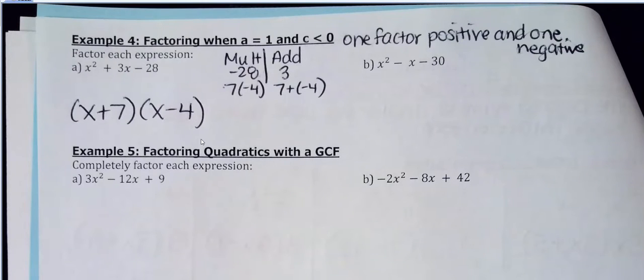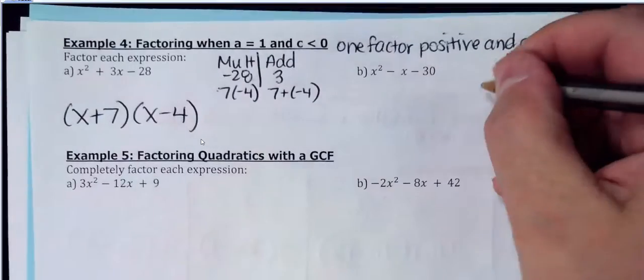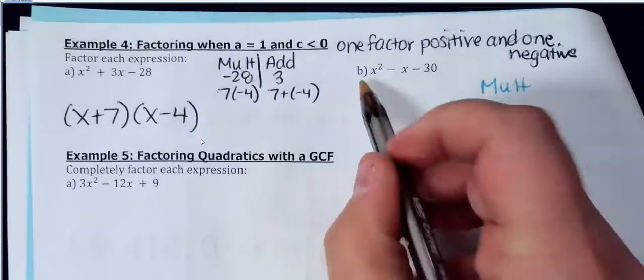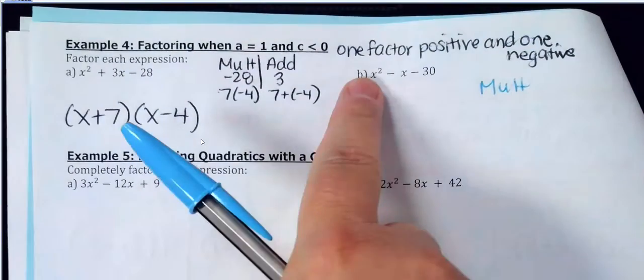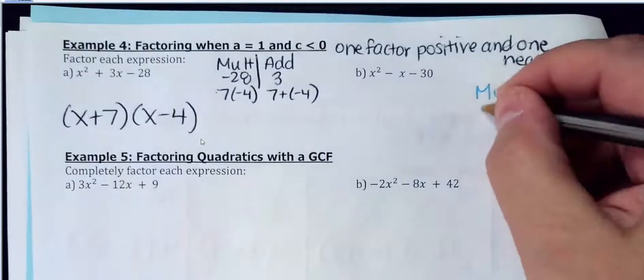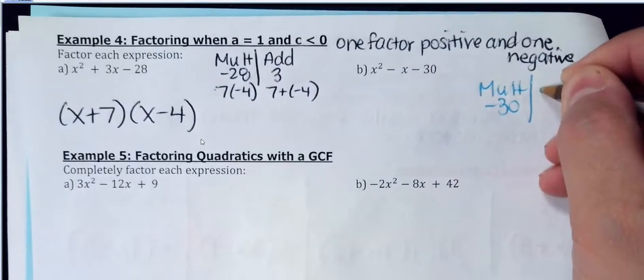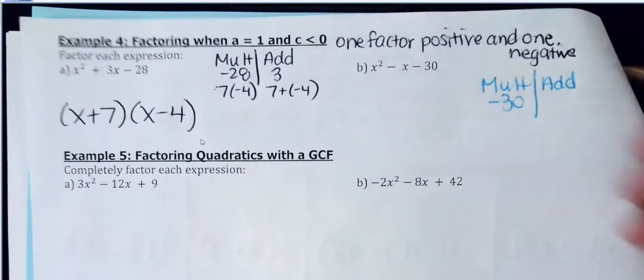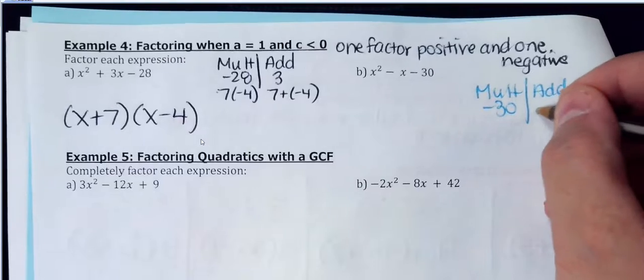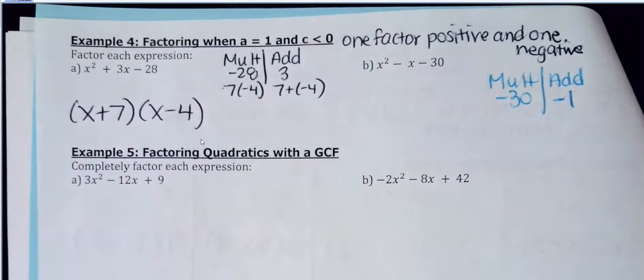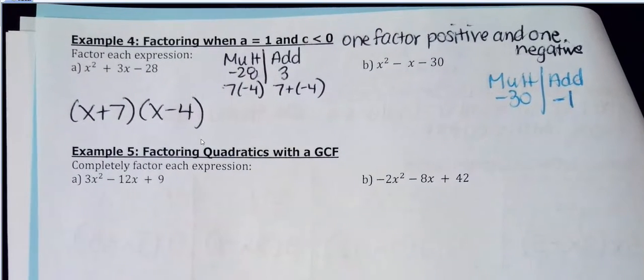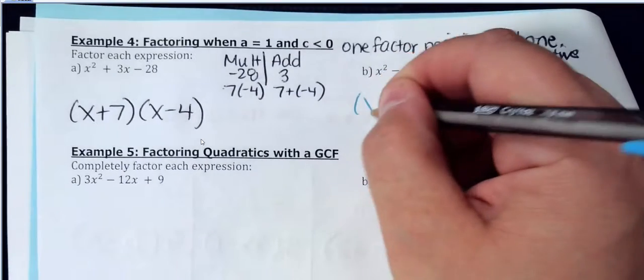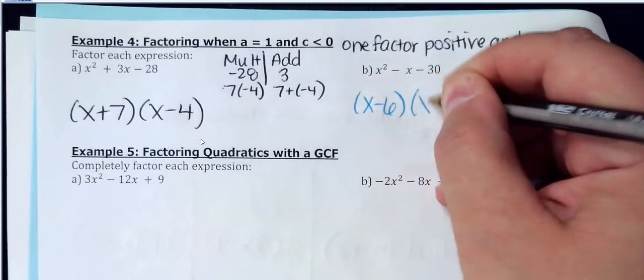Okay. Now, with this last one here, I have to multiply. A times C is just my 1 times negative 30 here. So I'm going to multiply to get negative 30. Same idea, I have to add to get the B value there, which is just the negative in front of the x, so just negative 1. Perfect. Okay. It's got to be x minus 6, x plus 5.